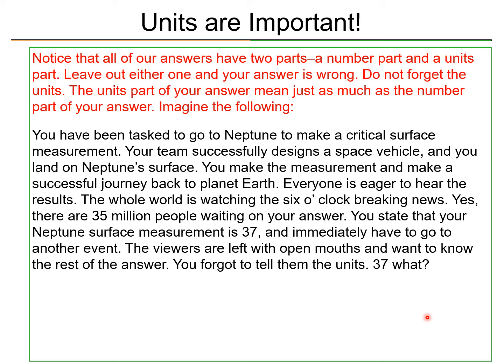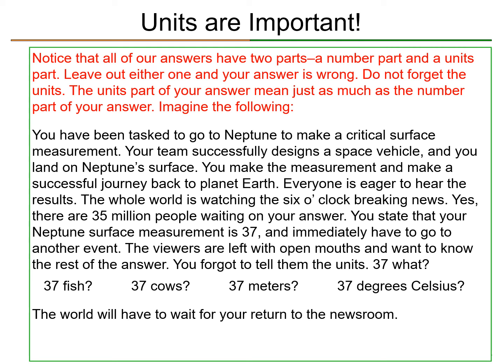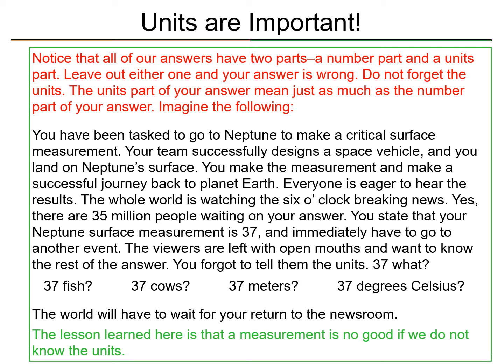You state that your Neptune surface measurement is 37 and immediately have to go to another event. The viewers are left with open mouths and want to know the rest of the answer. You forgot to tell them the units. 37 what? 37 fish, 37 cows, well, 37 meters, 37 degrees Celsius, 37 what? The world will have to wait for your return to the newsroom. The lesson learned here is that a measurement is no good if we do not know the units. And as a matter of fact, the measurement is incomplete without the units.